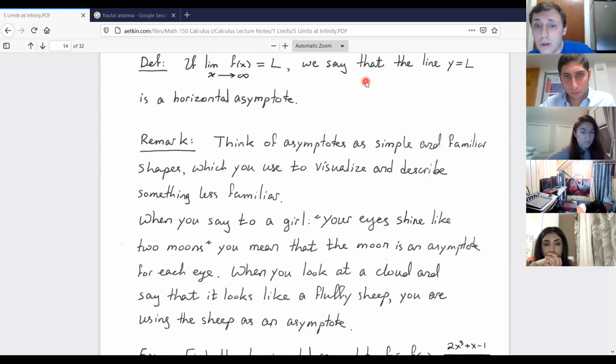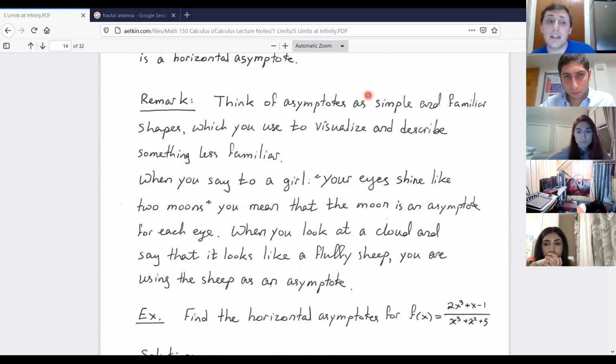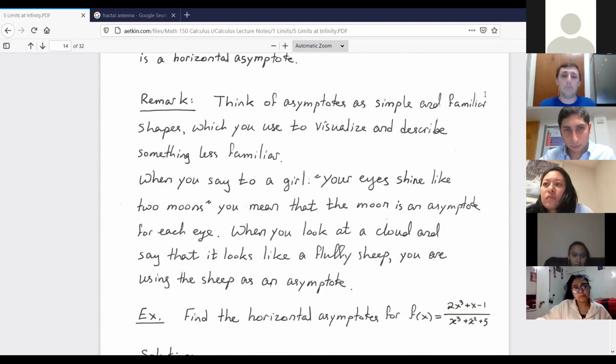When you say to a girl, your eyes shine like two moons, right? You want to impress a girl and you quote poetry, right? And why is she impressed by poetry? Trust me, not all of them, but some of them are very impressed by poetry. What you actually do is make her understand what her eyes are like. She doesn't really understand what her eyes are like, but she saw the moon. And so she knows that there is one moon here and one moon here. Now she understood it and she likes you for that explanation.